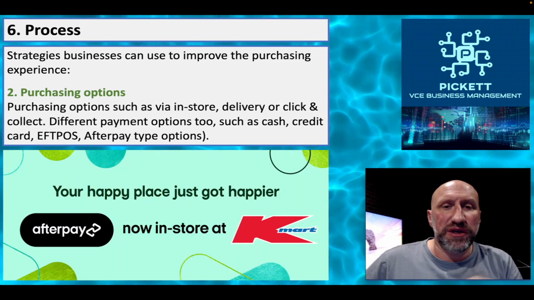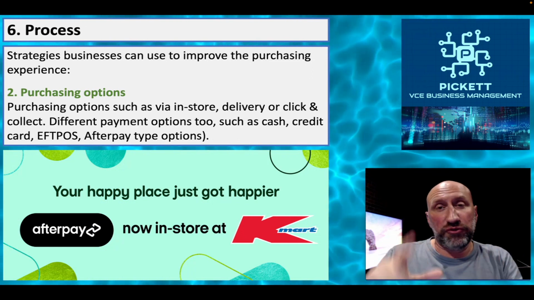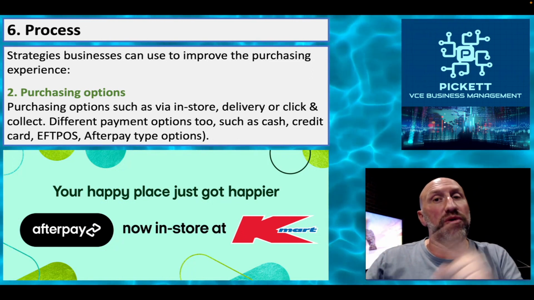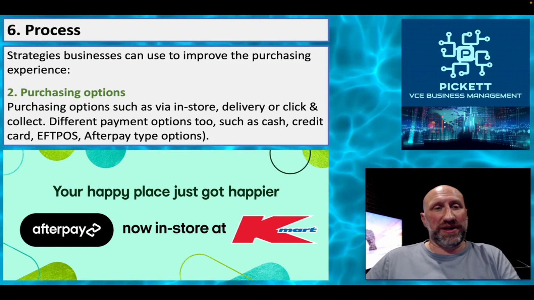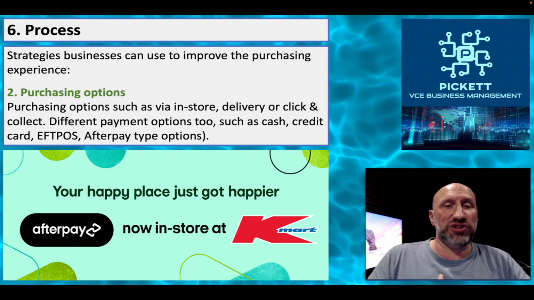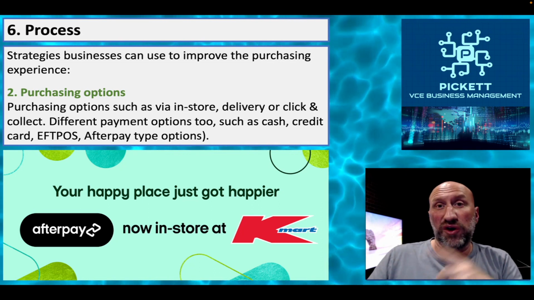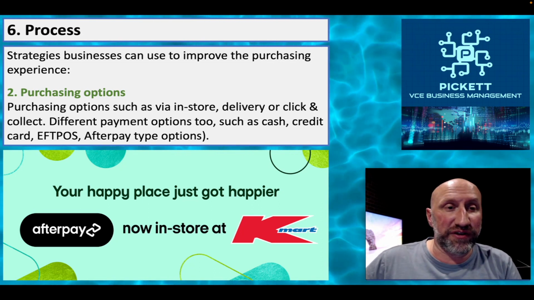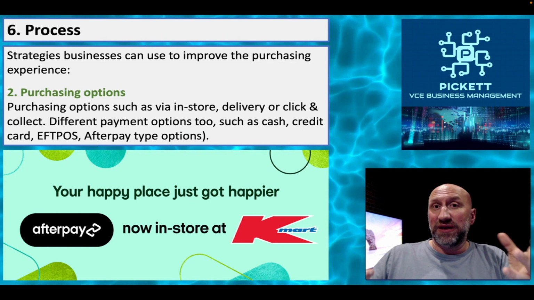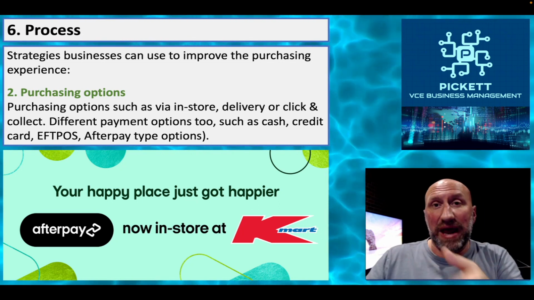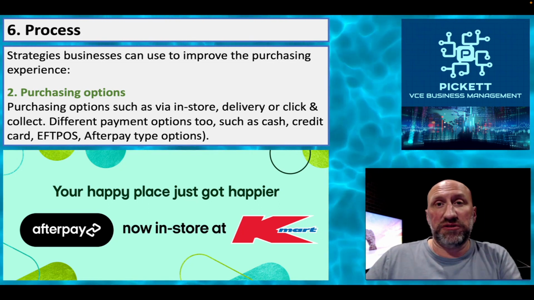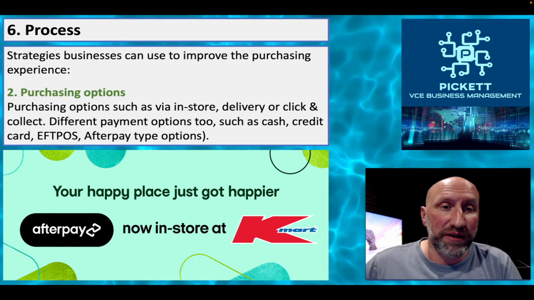Then you can think about purchasing options. Now, this became a real thing in COVID, much more of a thing. What I'm talking about here is purchasing options such as going in store, having stuff delivered, click and collect, which became big, obviously, during COVID. But businesses still do click and collect now because customers got used to that and they like that way of buying.